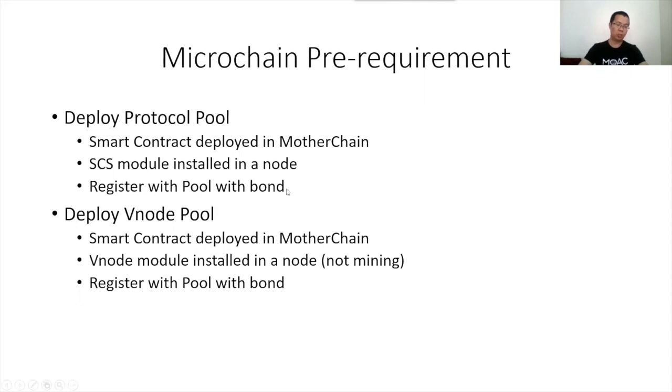You also need to specify a bond, meaning if you are doing bad things, the money will be forfeited. The second requirement is another vNode pool. It's also a smart contract deployed in Microchain, as I said earlier, and it will store a vNode module. This module is the same as the miner. The only difference is that miners do GPU mining, but you are just providing the access service.